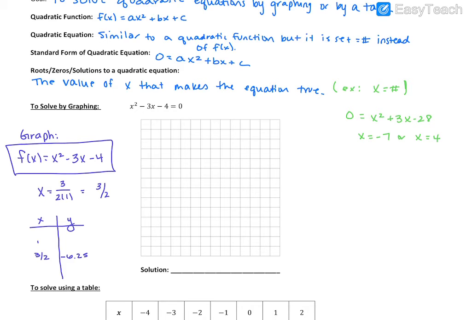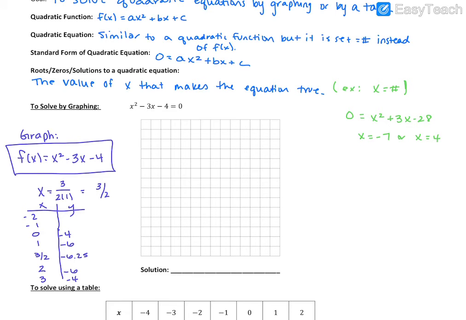3/2 is 1.5, so that's in between 1 and 2. So plug in 1, you're going to get negative 6. Plug in 2, you get negative 6. Keep adding numbers in. Plug in 0, you're going to get negative 4. Plug in 3, you're going to get negative 4. I'm going to add in another row here. Okay, so I added in another row.